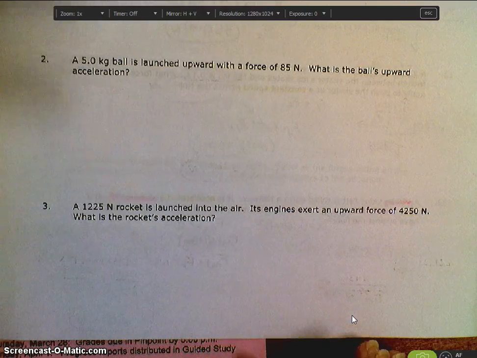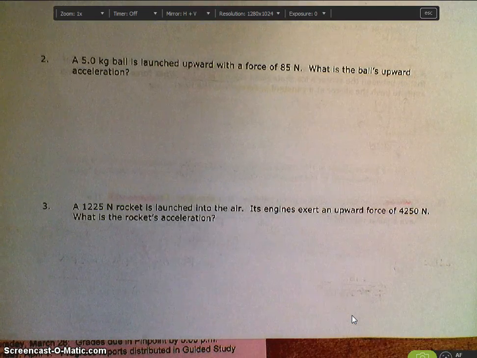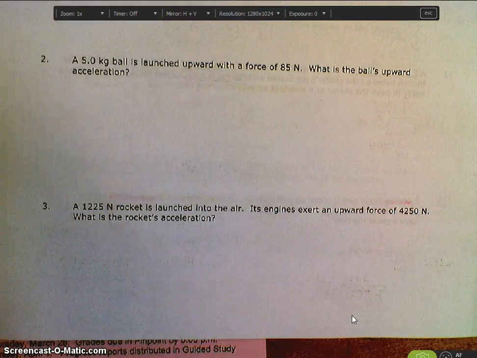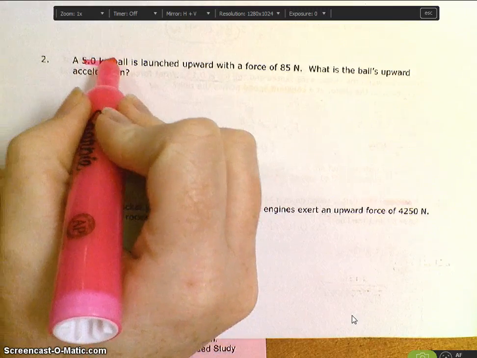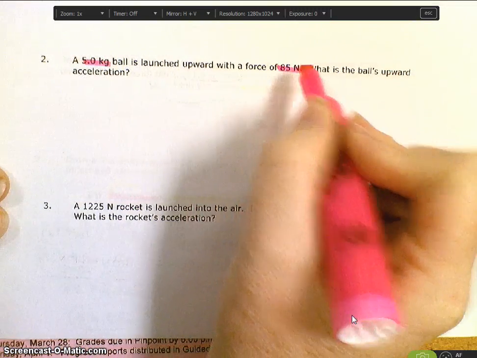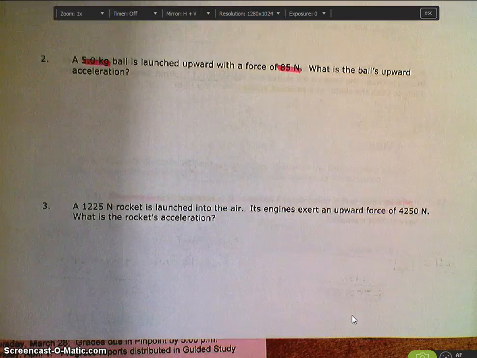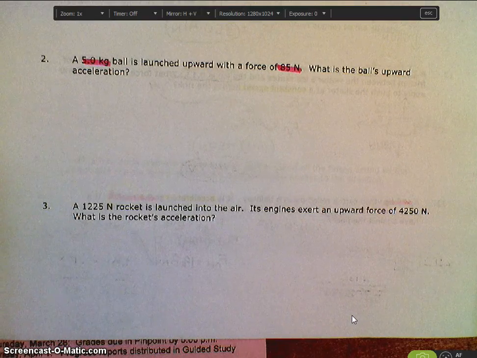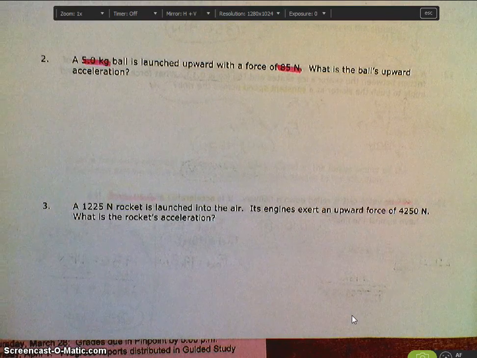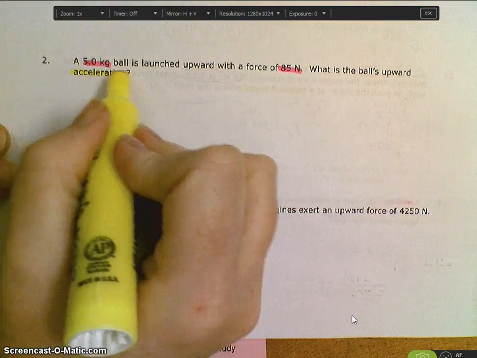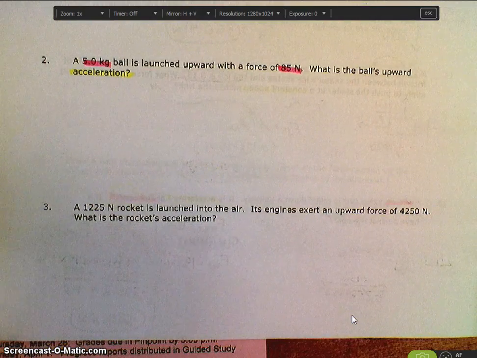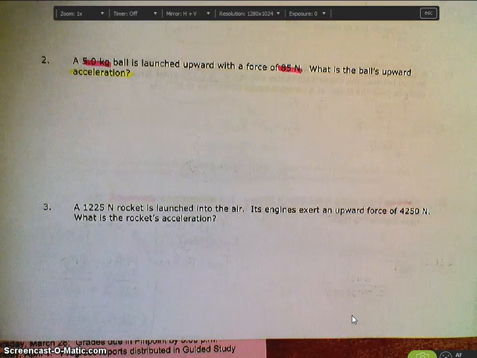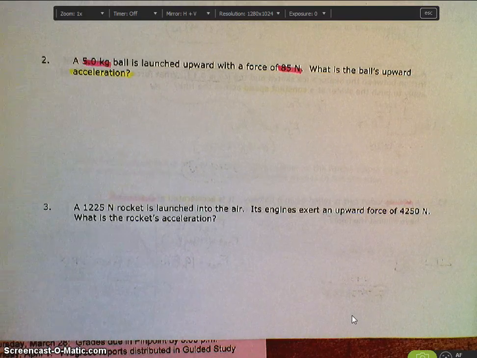What we know already from the title of this section is that we've got an object accelerating in the air. It's in the air, which means it has to be accelerating. But I'm going to go through my process again. I have a 5-kilogram ball. I have 85 newtons. Without reading anything, I've got 2 pieces of information. Now I read through the problem fully, and I see that it is asking me for upward acceleration. The reason why? Downward acceleration is gravity, but the ball is moving upward, so we want to know how come.